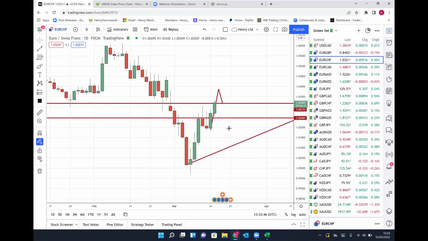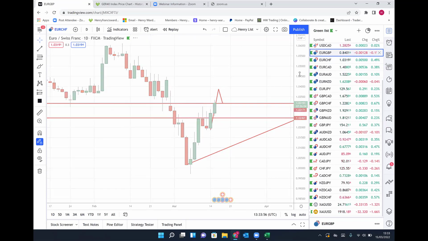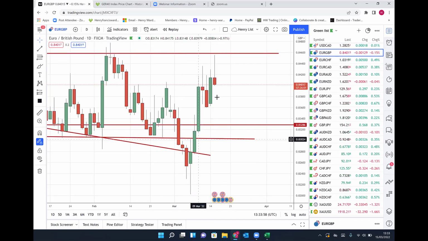What I would check is to see, is euro getting stronger against all the other ones? Or is it just CHF weakness? Let's have a quick look. So look, euro is getting stronger against GBP.